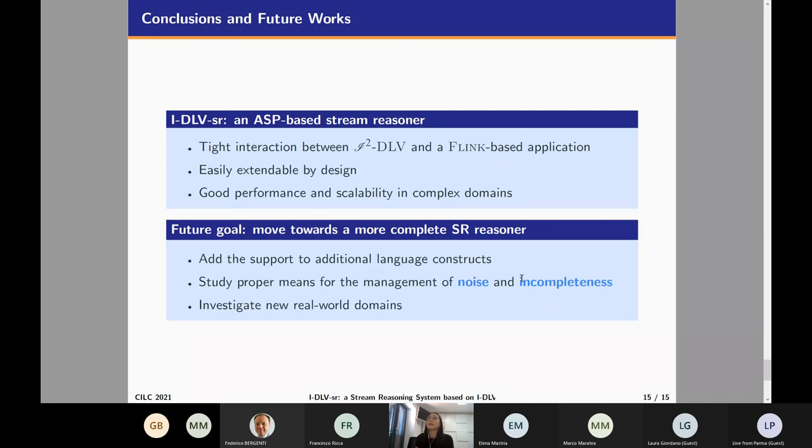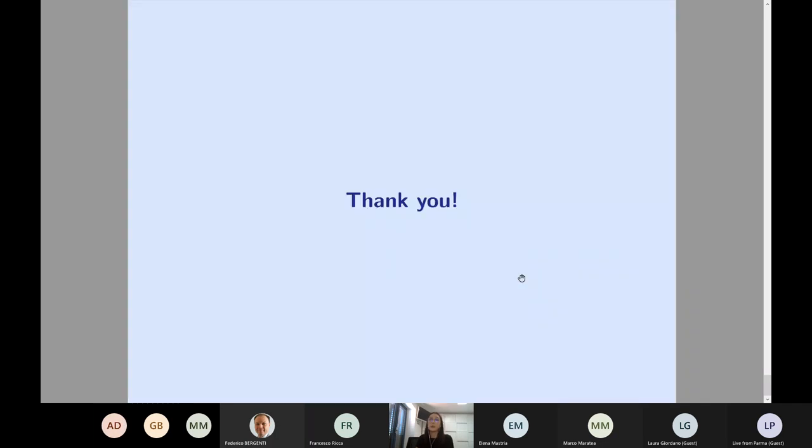In conclusion, we presented I-DLV-sr, an ASP-based stream reasoner that is based on a tight interaction between the incremental version of I-DLV and a Flink-based application that is easily extendable by design, and that obtained good performance and scalability in complex domains. As a future goal, we want to move towards a more complete stream reasoner by adding support for additional language constructs, by studying proper means for the management of noise and incompleteness, and by investigating new real-world domains. Thank you for the attention.